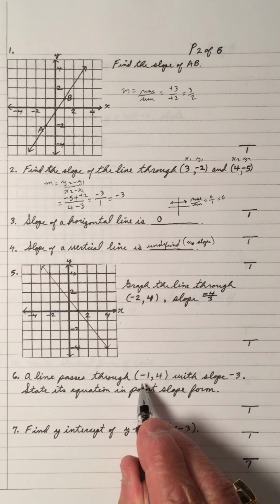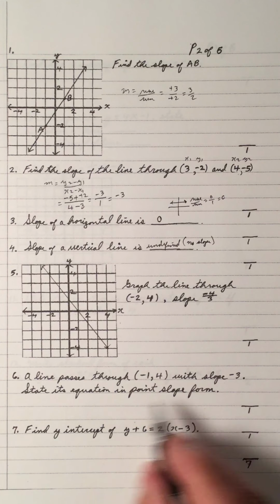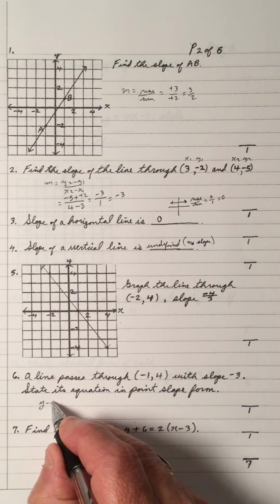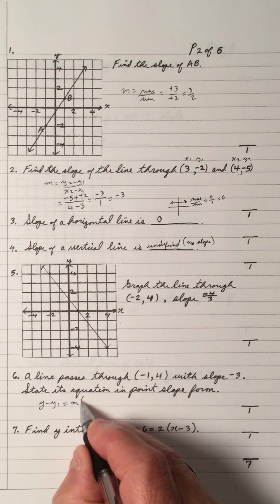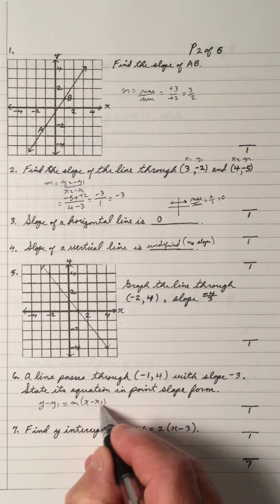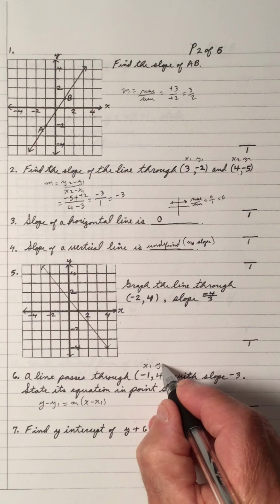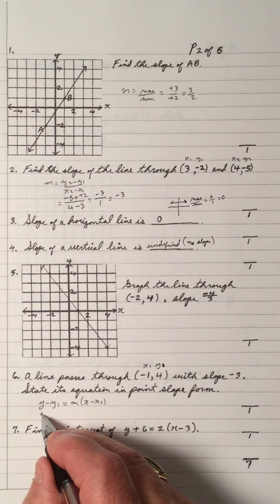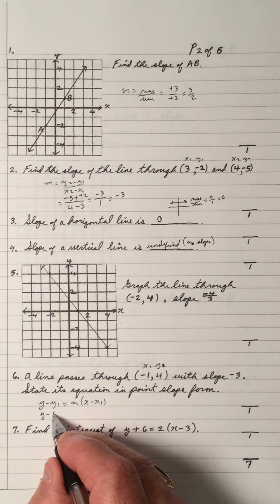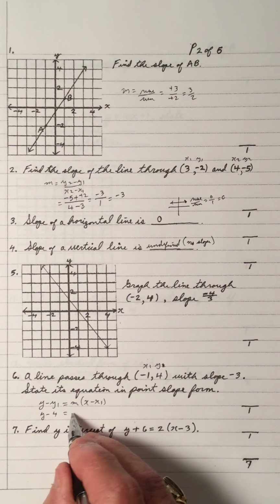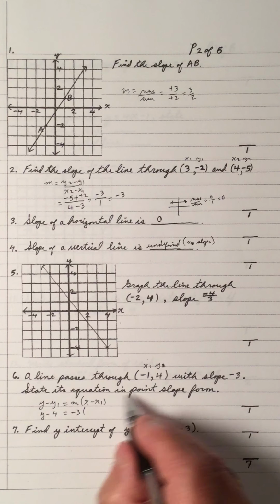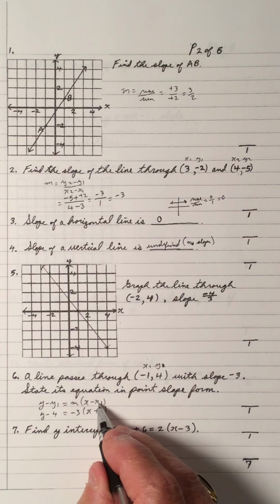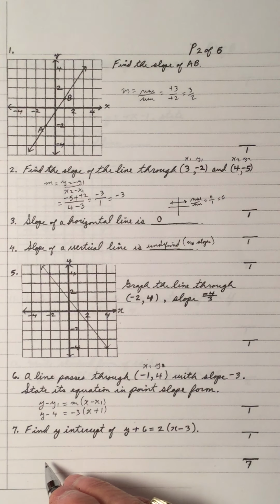A line passes through the point negative 1, 4 with a slope of negative 3. State the equation in point slope form. So the point slope form is y minus y1 is m times x minus x1. So this point is x1, y1. So that's a 1 there. So y, and you have to change your sign, plus 4, minus 4, slope is negative 3. And you have to change your sign, plus 1, because when you put a negative 1 here, a negative of a negative is positive, so that's why you're changing your sign.